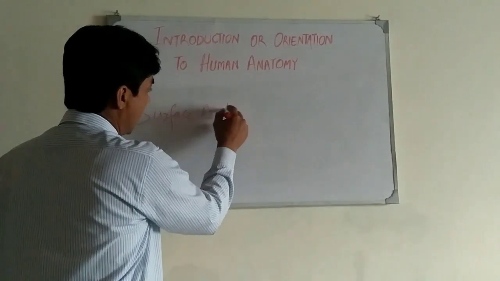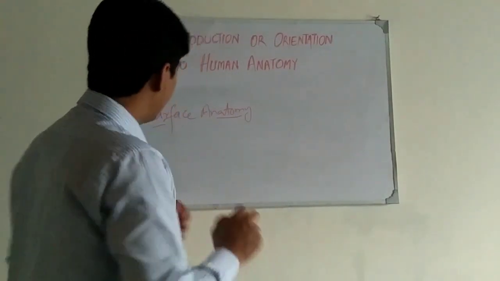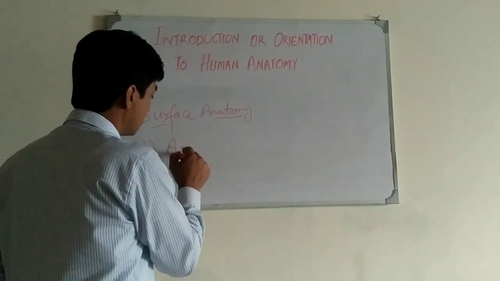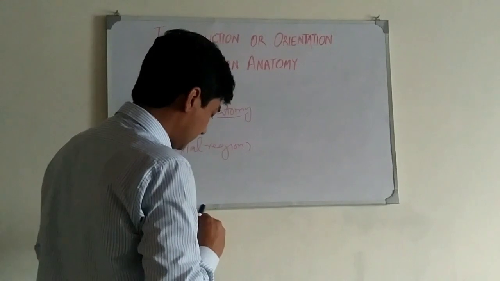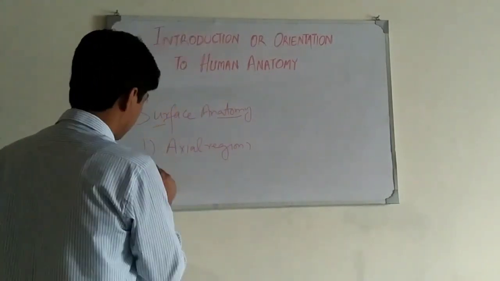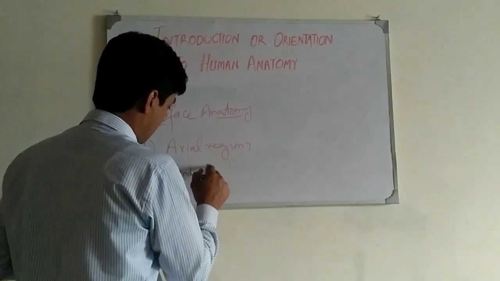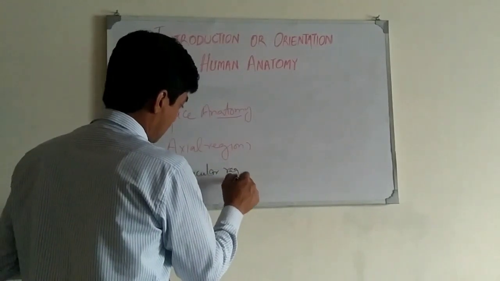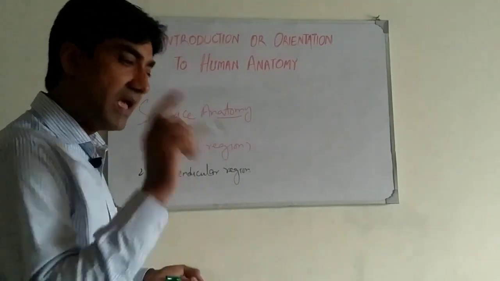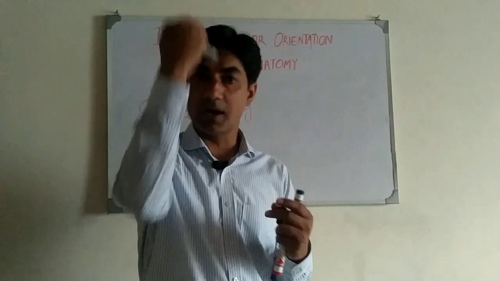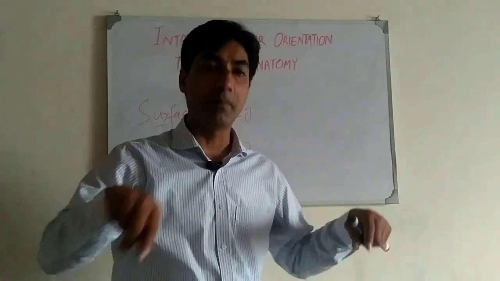In surface anatomy, as we have discussed, the body is divided into two regions: the axial region and the appendicular region. Now we are focusing on the axial region. What is the axial region? The axial region is the central body portion, from the head to the trunk or abdomen.